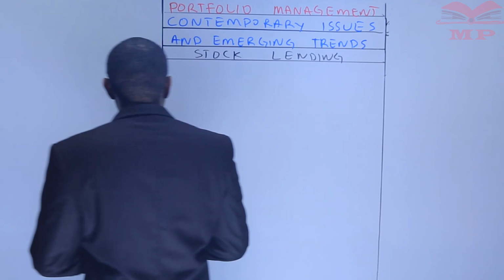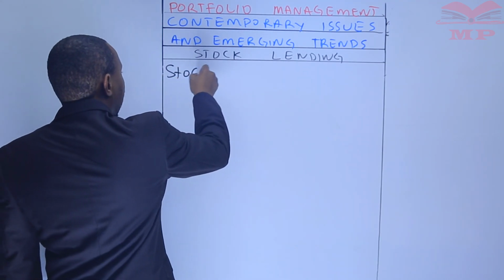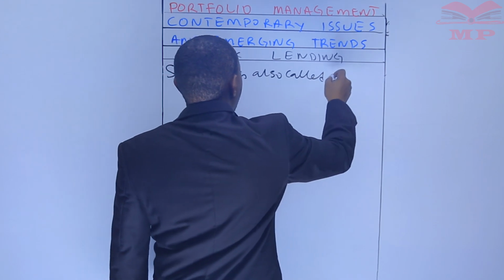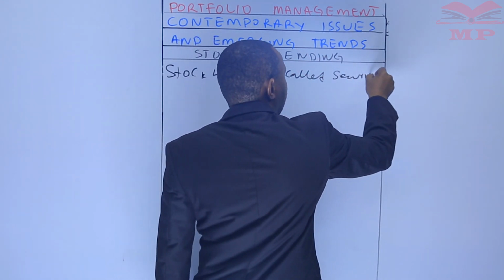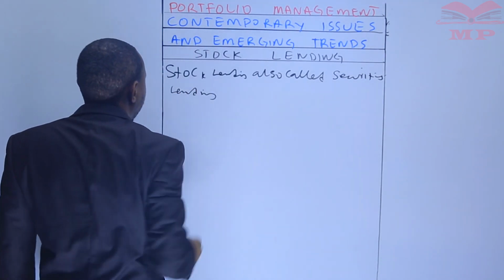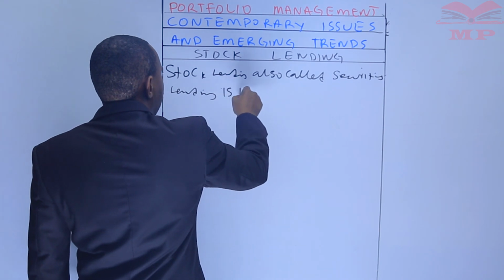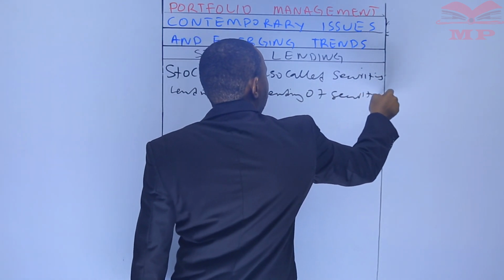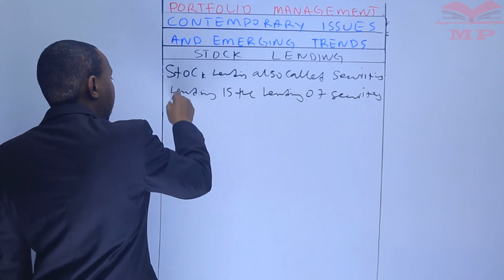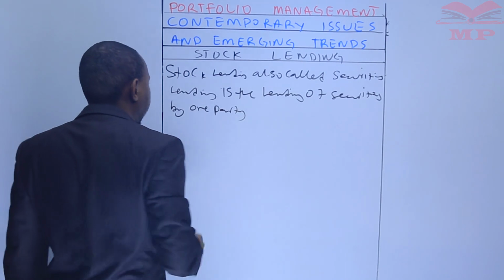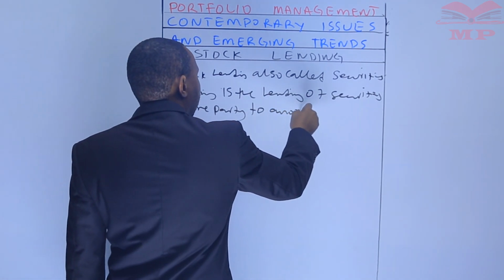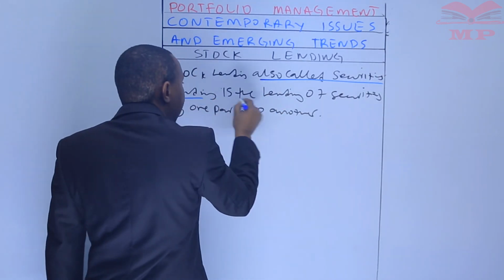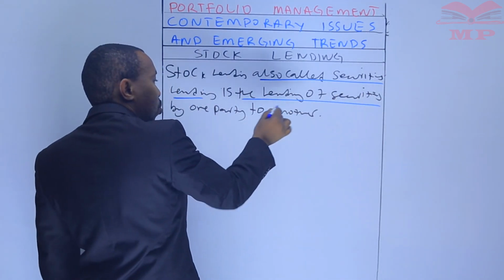So we can provide a description of what stock lending is, and we say stock lending, also called securities lending, is the lending of securities by one party to another. That is what stock or securities lending is.